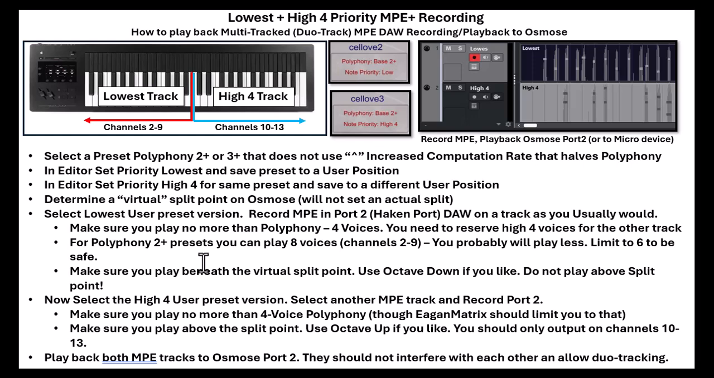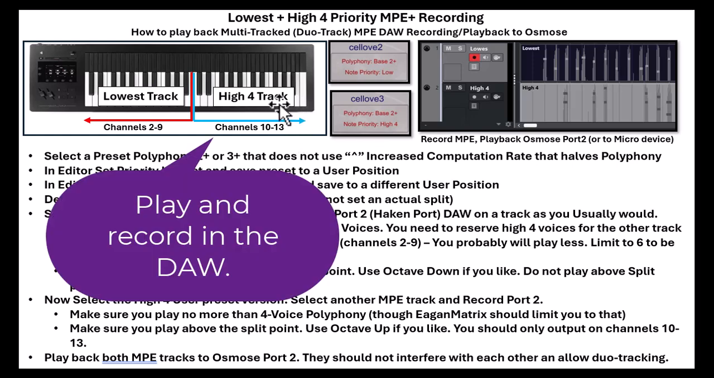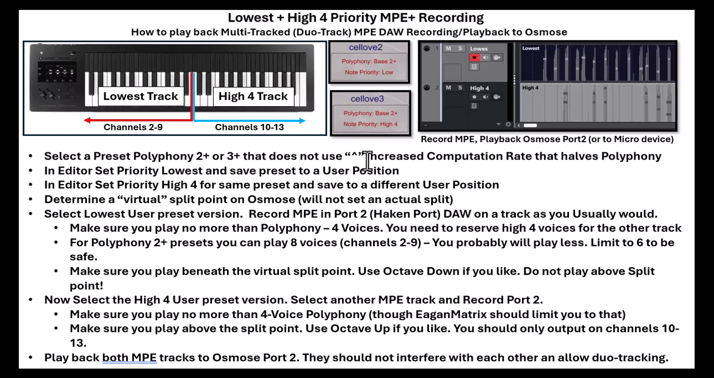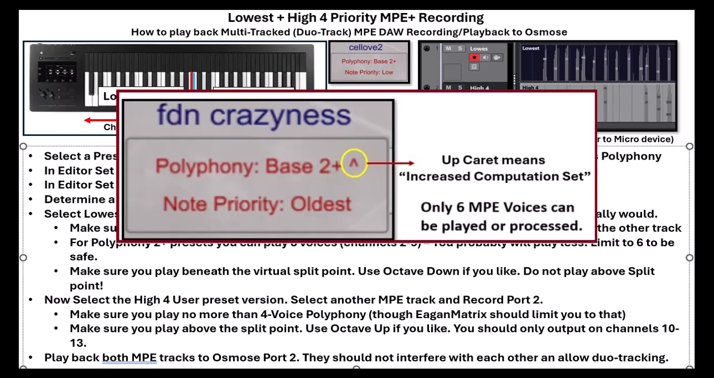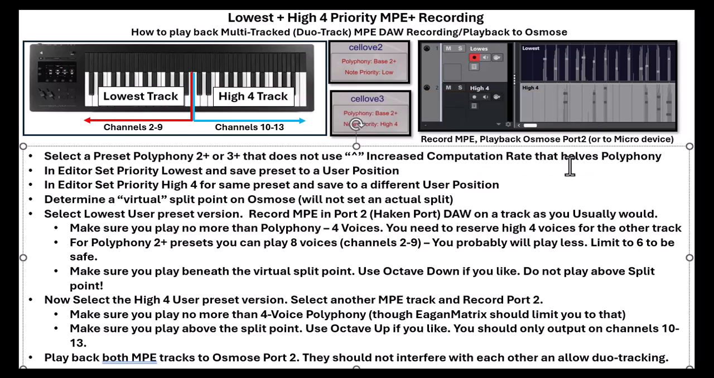But what I could do is create a virtual split point. I'm not going to create a real split. I'll create a virtual split point on my Osmose. And I'll have a lowest preset assigned when I play the low track, and I'll have a high 4 preset selected when I play the high voices. Now, if I'm using a 2+ polyphony preset that doesn't use increased computation rate, because if you see a preset with this little caret in the editor for its polyphony, that means it uses increased computation, and that will halve the polyphony that's available. Just be aware of that.